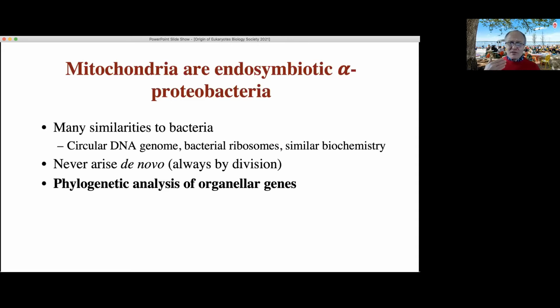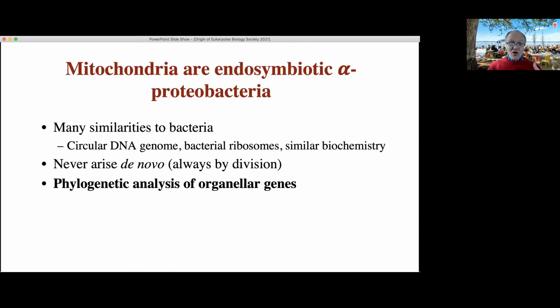So this was first inferred because they have a lot of biochemical and structural similarities to bacteria. They have similar genomes, they have similar ribosomes, and they have similar sensitivities to certain antibiotics. Another very important clue is that within modern cells, it has never been observed that mitochondria arise de novo, from scratch. They always emerge by the division of a pre-existing mitochondrion. So they function like cells dividing within other cells.